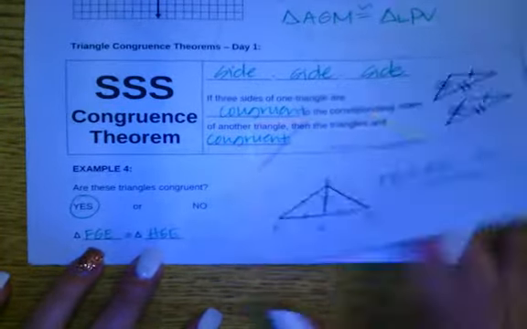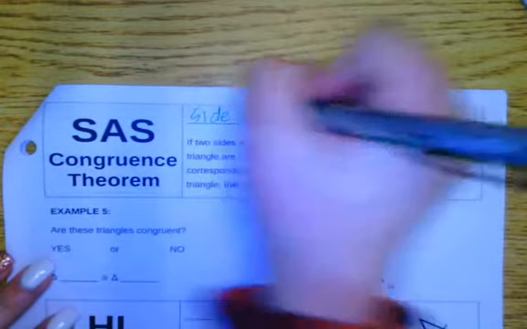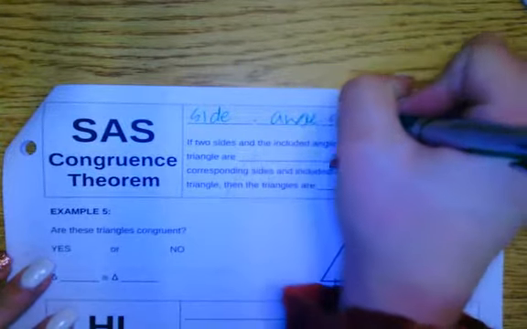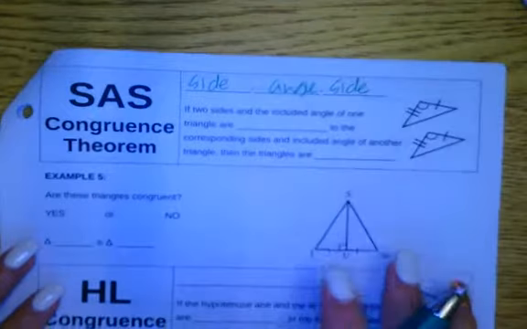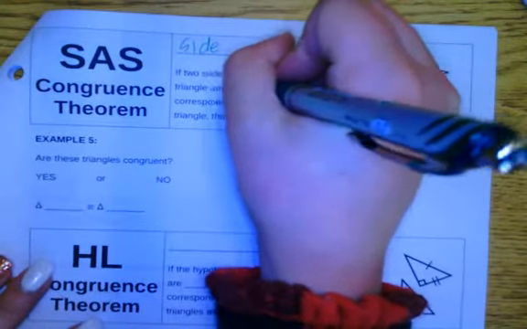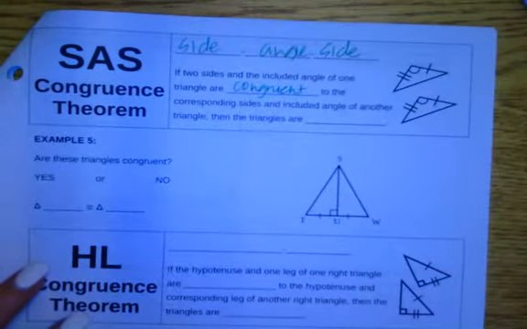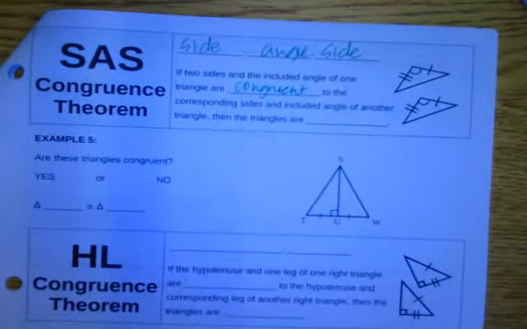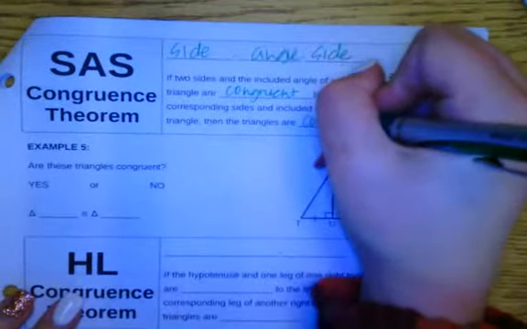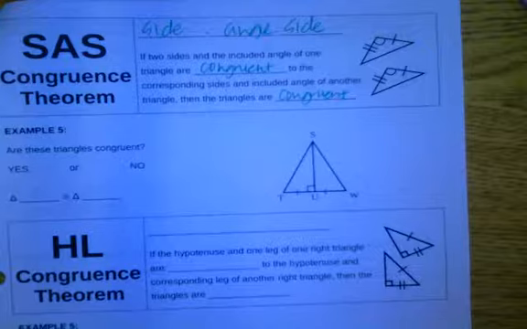What possibly could SAS stand for? Side angle side. If two sides and the included angle of a triangle are congruent, when they were similar, what word was that? Proportional. So now we're congruent to the corresponding sides and included angle of another triangle, then the triangles are congruent. Everything with congruence theorems is congruent, whereas with similar, we had proportional and congruent.